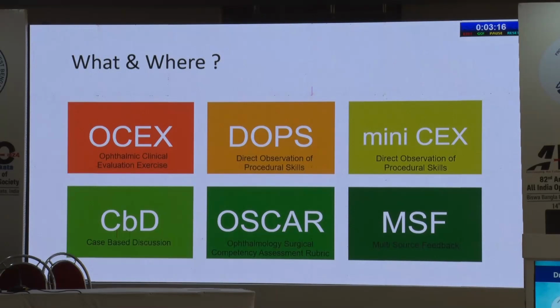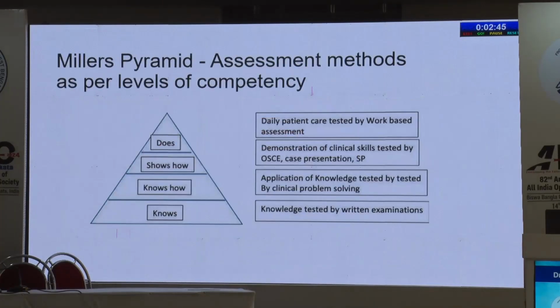What are the tools that we have in play? Now, you'll see a whole lot of abbreviations here. They look extremely complex, but actually they're very simple. So OCEX is the ophthalmic clinical evaluation exercise. DOPS is the direct observation of procedural skills. The mini CEX is again a mini clinical evaluation exercise. CBD is case-based discussion. OSCAR is how you look at the surgical competency. And MSF is what Dr. Prashant presented just now, which is the 360-degree feedback mechanism.